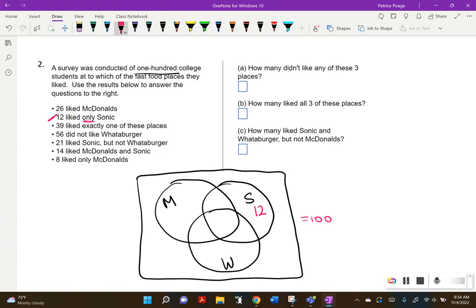Can't do it. 21 liked Sonic. Oh, that's what we can do. 21 liked Sonic, so they're in the Sonic circle here, but they did not like Whataburger, so they're not in those 2 spots. So they're just in these 2 spots. So we can do 21 minus 12 and get 9.